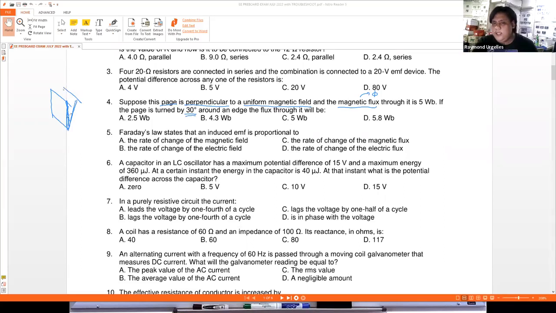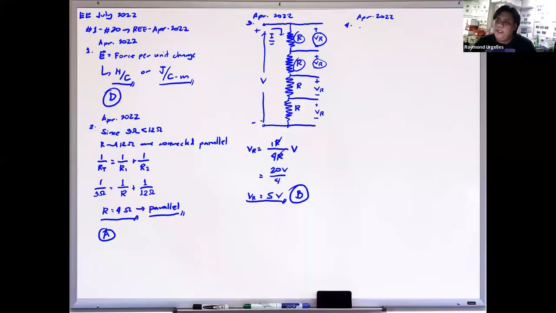So this is what will happen. It will rotate here, okay? With respect to this edge. That's what we will do. So for our first case, let's call this case 1. This is the case when the page, let's say this is our page.